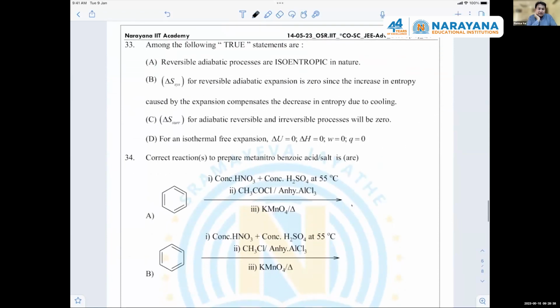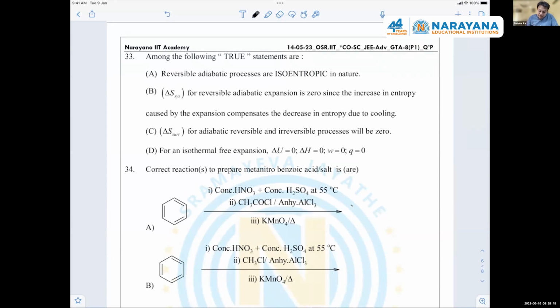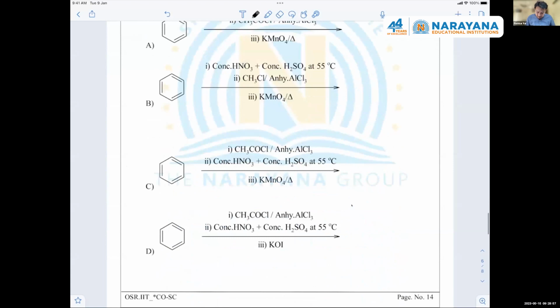Question number 33. Reversible adiabatic processes are isentropic in nature. So everyone has done this problem, that a reversible adiabatic process is a very special process. Any doubts here in this question to anyone? No doubts? Should I move ahead?